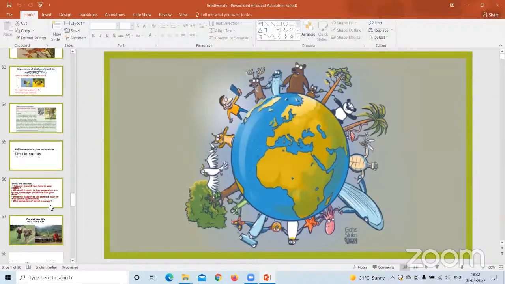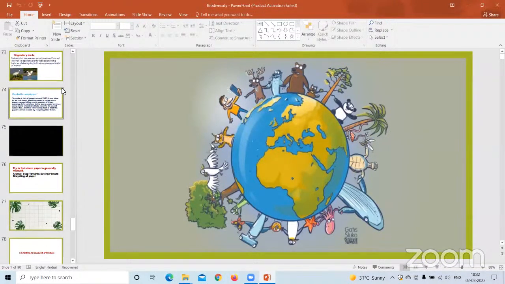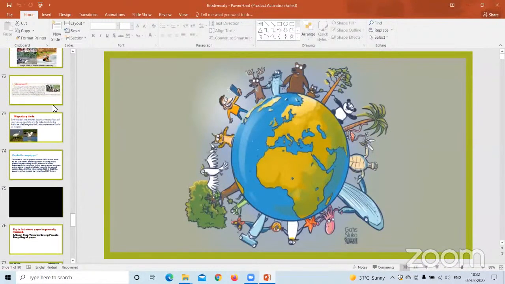Why are we learning about paper now? This lesson is about biodiversity. Then we are learning about the paper making process. Paper is made from the tree. Yes, first they cut the trees. Cutting trees, very good.